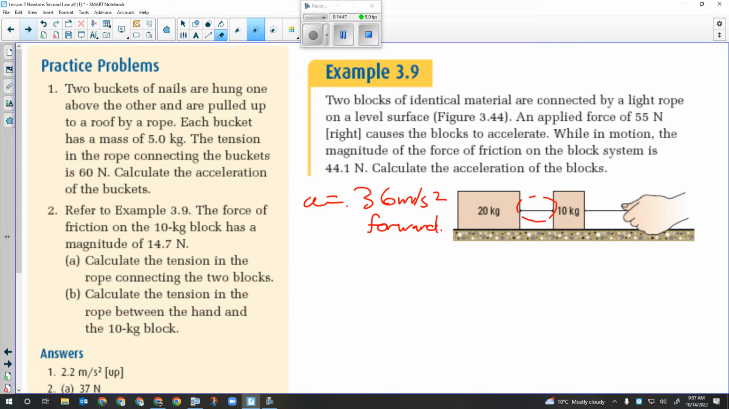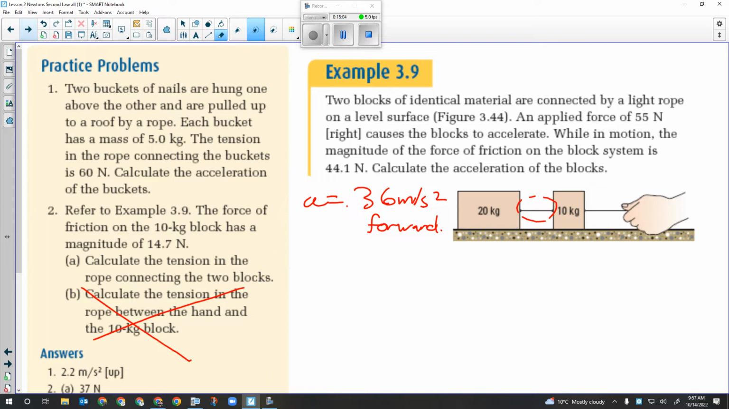Don't do B. What's the answer to B? 55. I have no idea why they asked that. They told you what the tension in the rope was between the hand and the 10 kilogram block. It makes no sense to ask you what it is when they told you what it is.